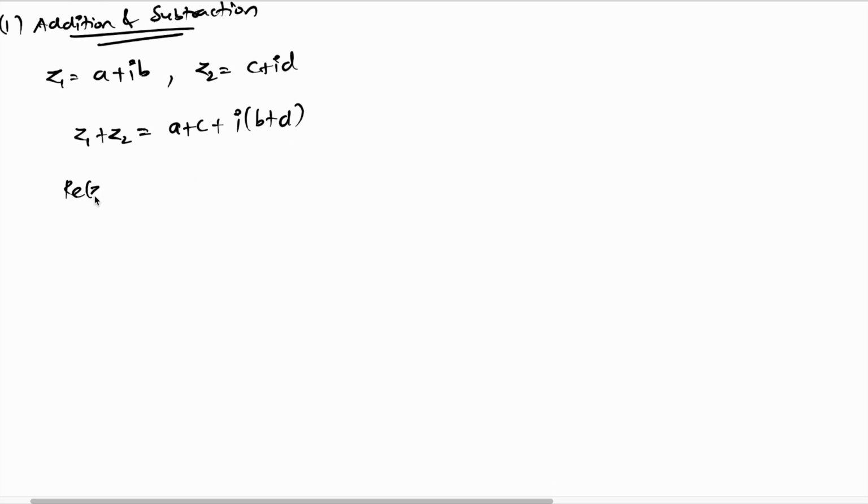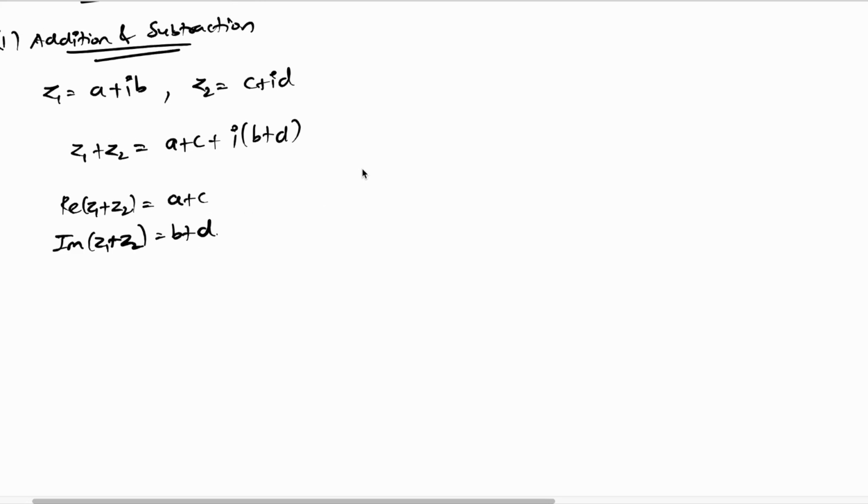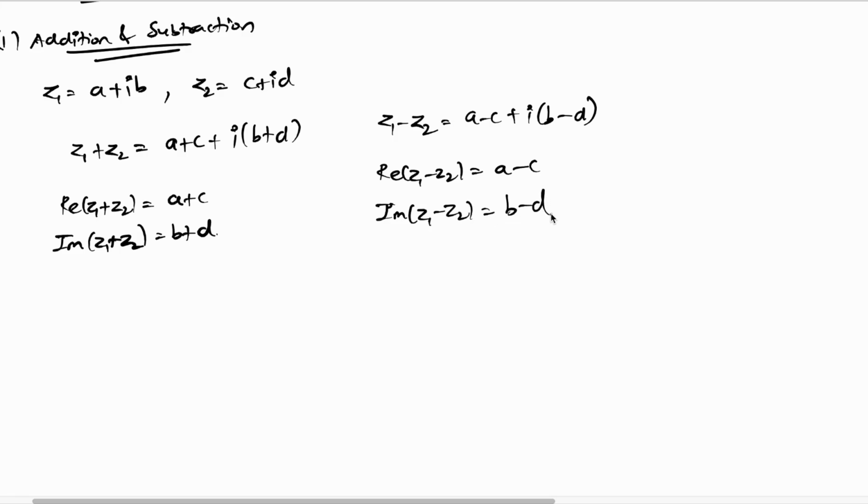So for the new complex number, which is the addition z1 plus z2, the real part is a plus c and the imaginary part is b plus d. No catch here. It's a very straightforward result. Similarly, subtraction also works. If I want to write z1 minus z2, it's a minus c plus i times b minus d. So the real part of z1 minus z2 is a minus c, and the imaginary part of z1 minus z2 is b minus d.